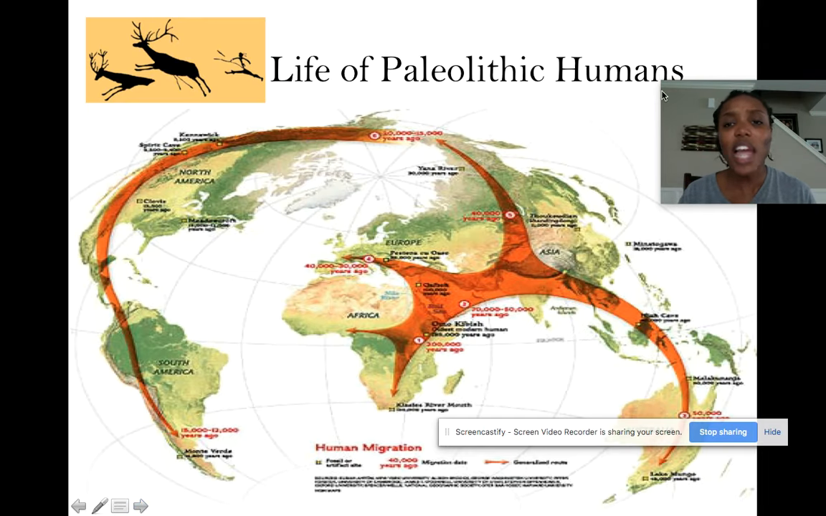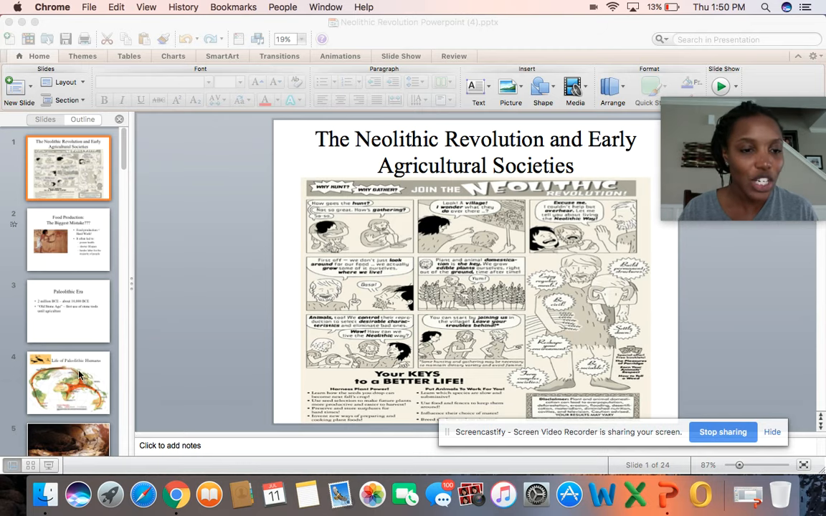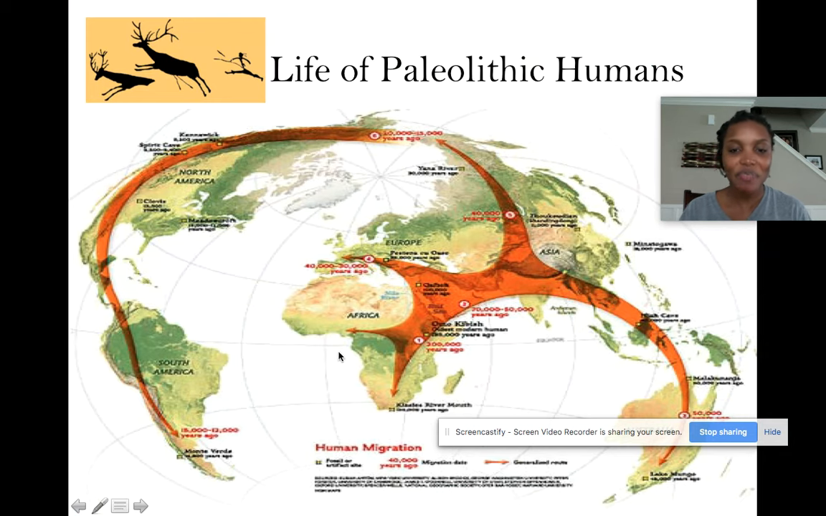So let's look at the life of Paleolithic humans. It does not like me to touch the screen. If you look at the picture, it shows you how civilization develops and begins to spread. This is also called human migration. So it starts in Africa, then you move over the land bridge, and then you see how it spreads throughout.